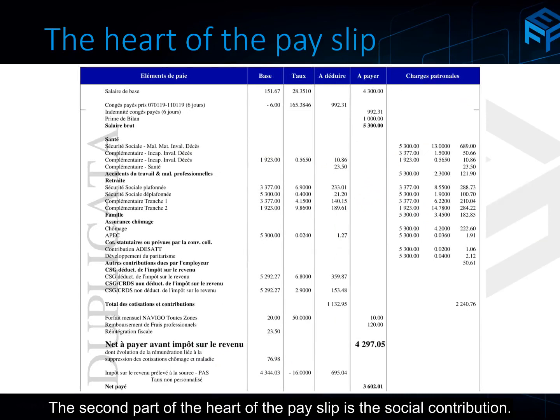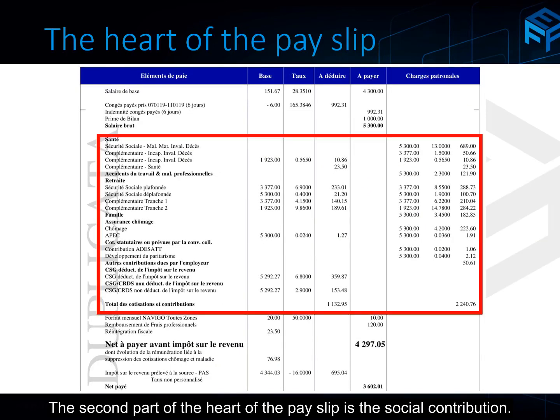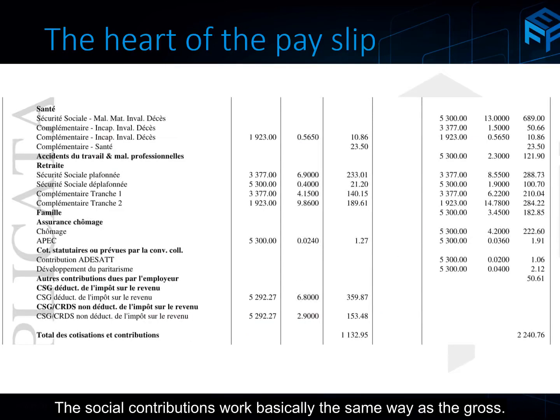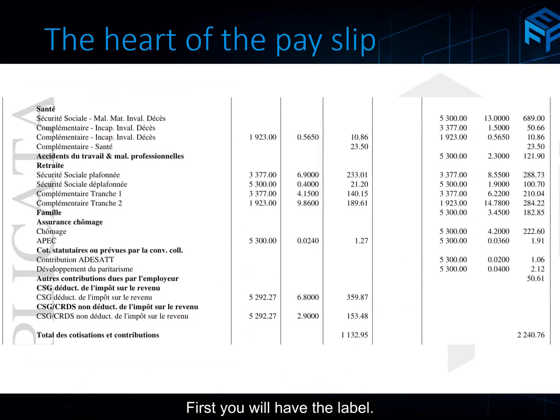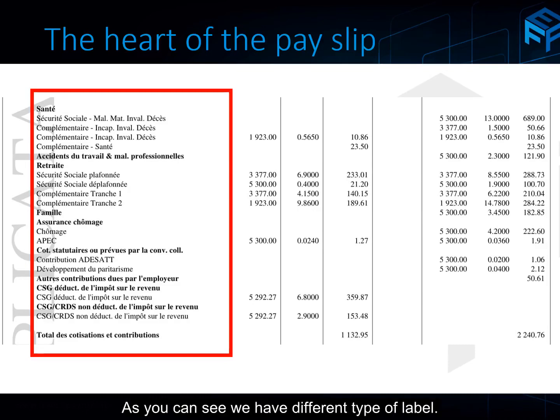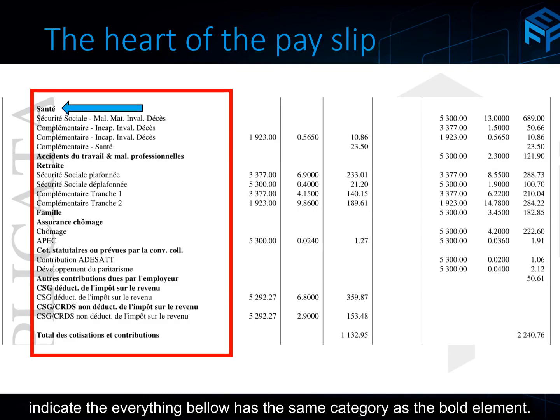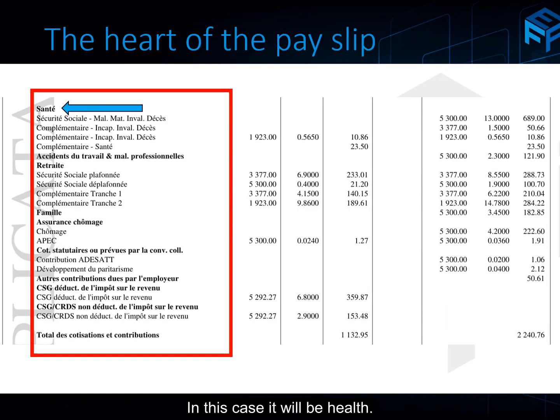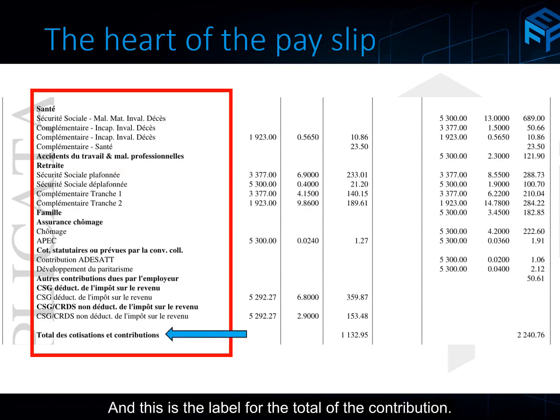The second part of the heart of the payslip is the social contribution. Social contribution works basically the same way as the gross did. First, you have the label. As you can see, we have different types of label. The label in bold indicates that everything below has the same category as the bold element. In this case, this will be health, this will be retirement, for example. And this is the label for the total of the contribution.